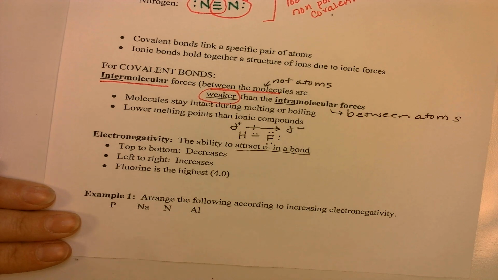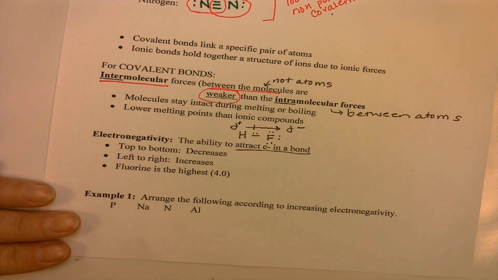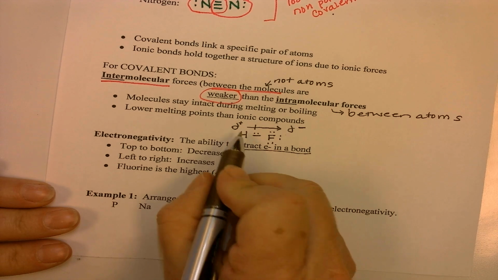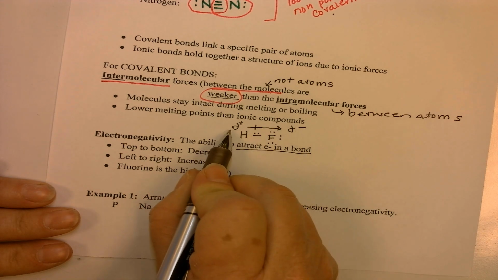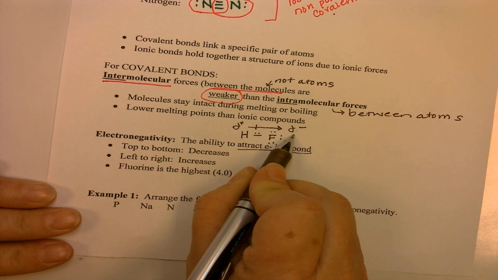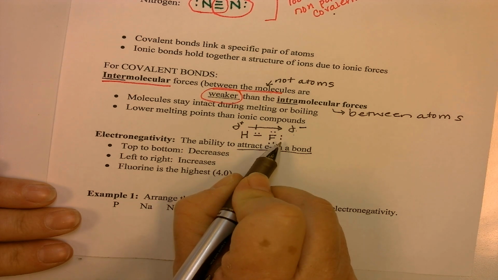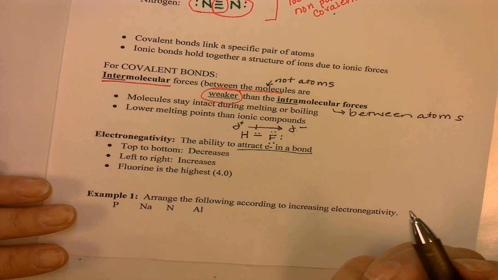This is called a dipole. We're going to get there, so you don't have to write it down. A dipole. It has 2 poles. It has a positive end and a negative end due to the difference in electronegativities.